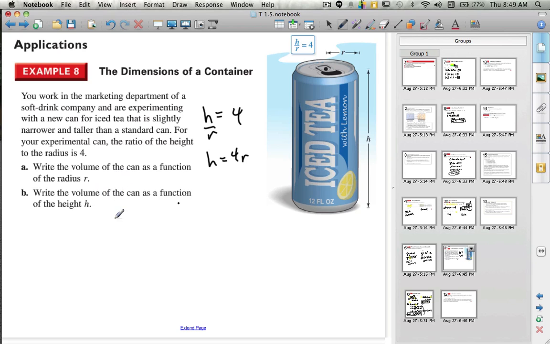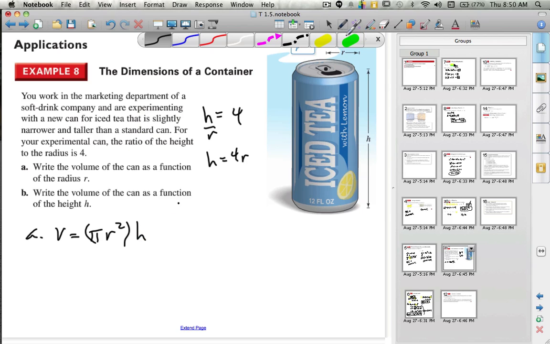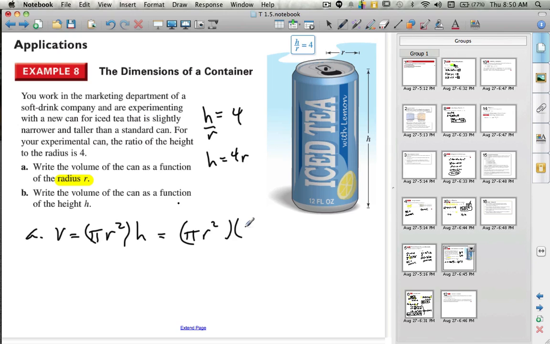So as we look at the A part of this, I know that my volume of a cylinder is going to be the area of the circular base. Area of a base is pi r squared times the height. And remember, the key in this is that they asked me to write this as a function of the radius r. I'm not allowed to have height in there. But they gave me this as extra info, so it's going to be pi r squared times 4r.